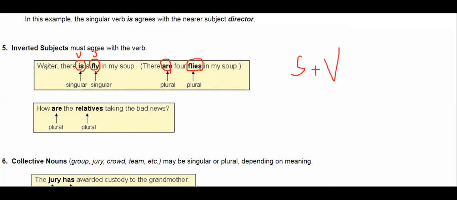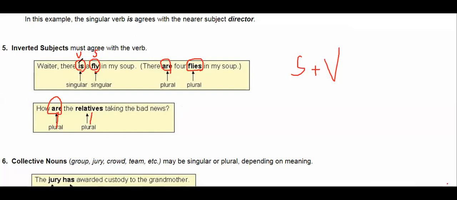Waiter, there is a fly in my soup. Is singular, fly is singular. There are 4 flies in my soup. Flies is plural, so your verb is also plural. Another example, how are the relatives taking the bad news? Relatives is plural, so your verb is also going to be plural. Okay?